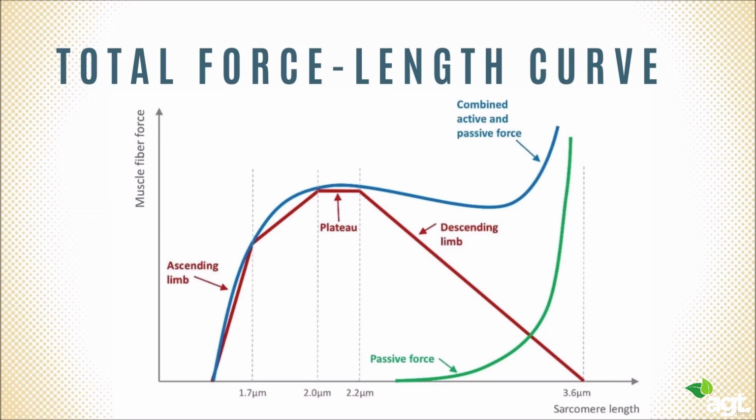Now, the first part of the blue graph looks just like the red graph, like the active force length curve, but the end is very different. At the highest possible sarcomere length is where the highest forces are generated. So when the muscle is stretched, the muscles generate forces that are even higher than at their optimal length, even when they're inactive.